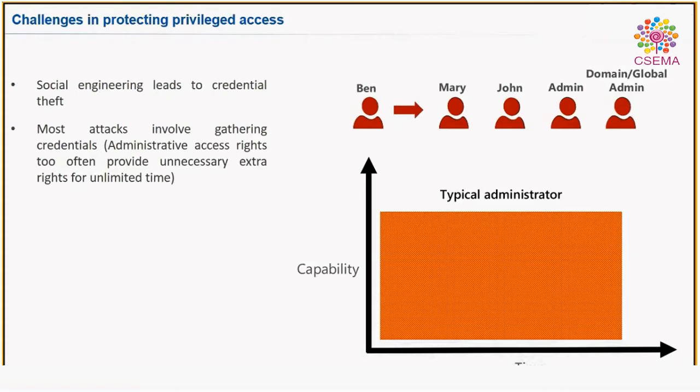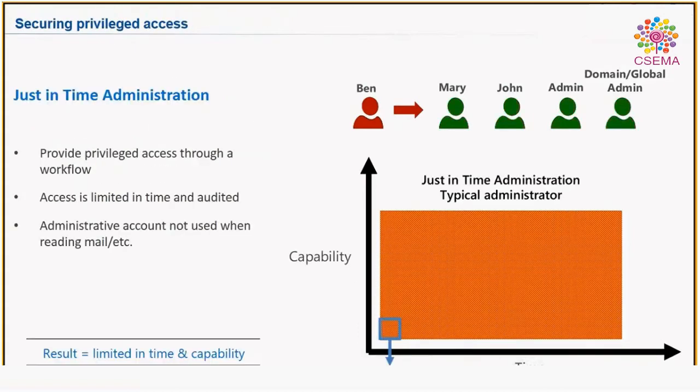What we do here, using just-in-time administration, will make sure that it provides privileged access through a workflow where you go to one person, a second person approves it, a third person, the most privileged person, and at the last it will go to the admin or global admin. So access is limited in time and it will be audited using this concept.